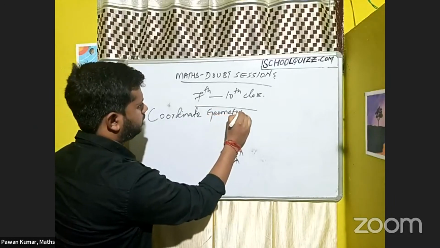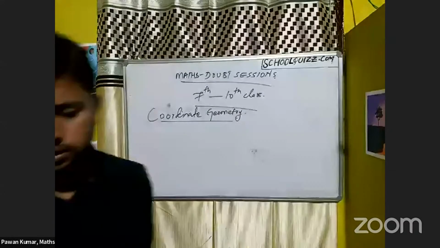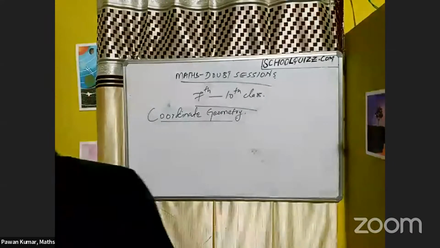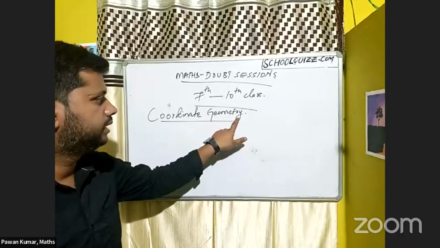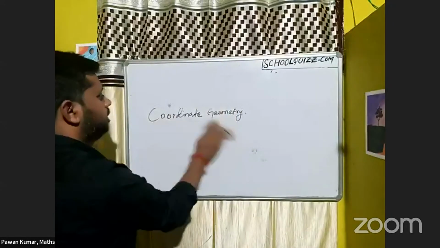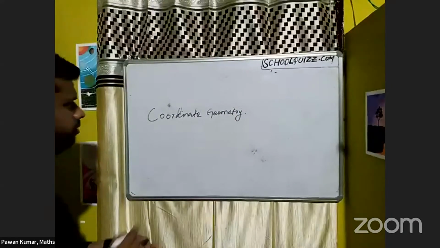Coordinate geometry. Or sir, we can go with the circles. Circle. Yes, sir. Some theorems of 9th and 10th, so we will get them revised. Yeah, after this, we will discuss that. Okay. So, sir, to complete this session, these things, then we will go to that. This is not that much.